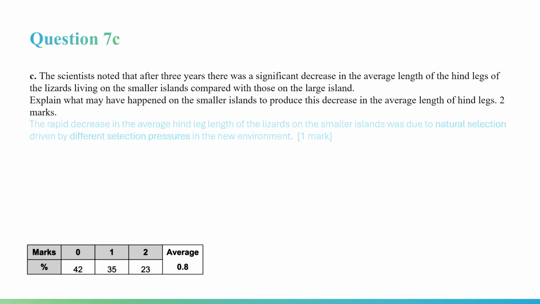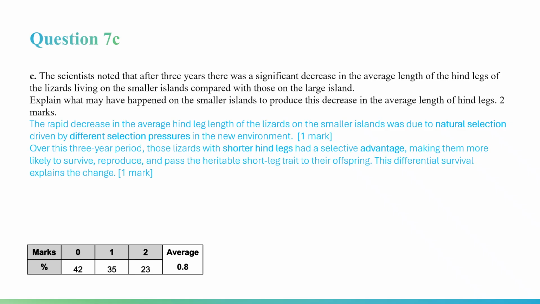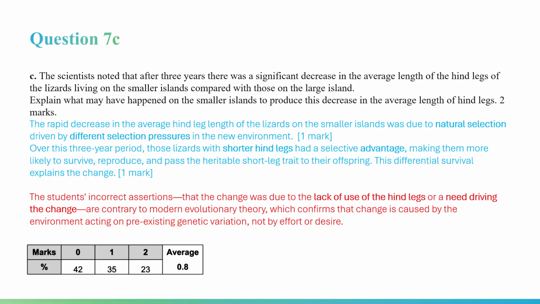The rapid decrease in the average hind leg length of the lizards on the smaller islands was due to natural selection driven by different selection pressures in the new environment. Over this 3-year period, those lizards with shorter hind legs had a selective advantage, making them more likely to survive, reproduce, and pass the heritable short-leg trait to their offspring. This differential survival explains the change.